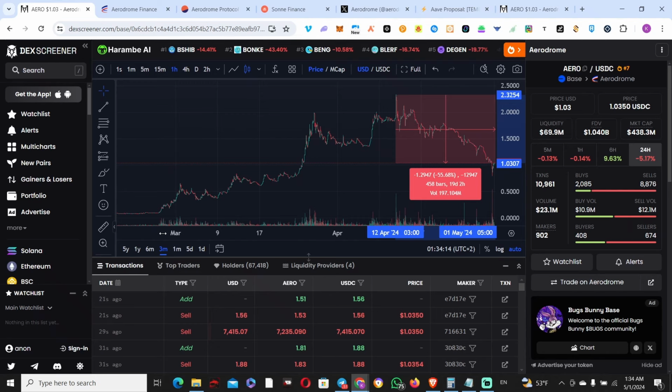Aerodrome's AERO token has crashed more than 55% from its local all-time high. Now, when people look at this, they get afraid, right? So when the cascading downtrend starts, retail only needs a bit of a spark, and then everything goes bust. They start selling, they start exiting.